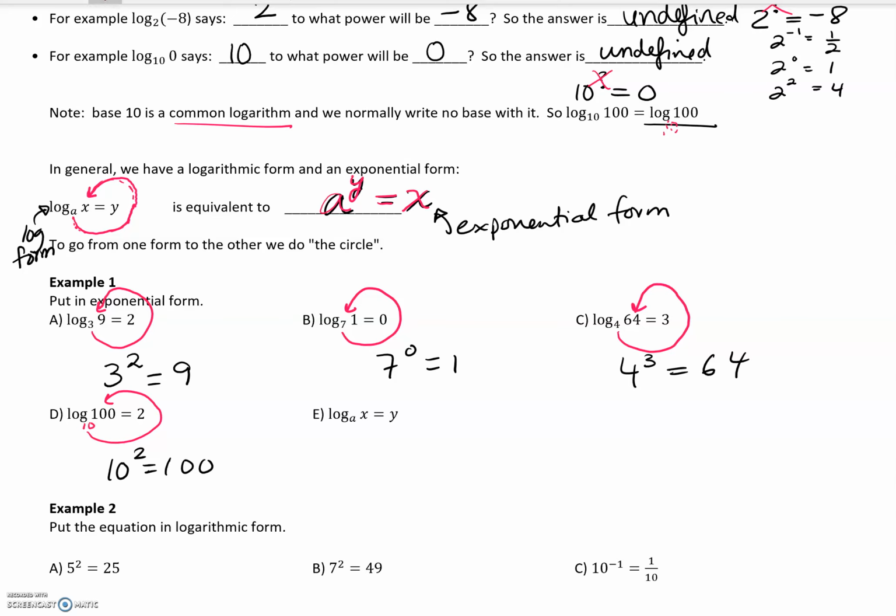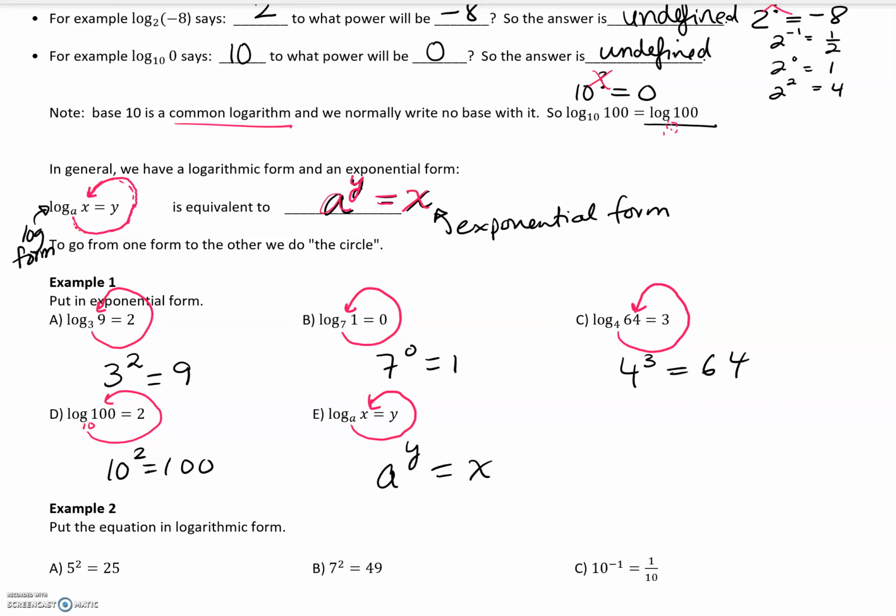And the last one says a raised to the y gives me x. So a raised to the y is just x, which is what we had discussed above when we said in general this is how exponential and logarithmic form work.